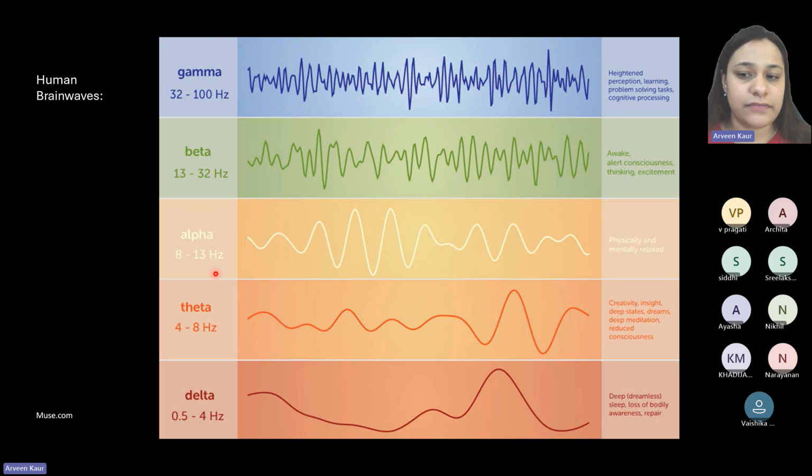Then is the alpha wave, which is when a person is mentally and physically relaxed. Then comes theta, which is brain waves just between 4 to 8 hertz. This is when a person is either dreaming, or in deep meditation or reduced consciousness, or during deep states of creativity, or when they are having some insights, right?